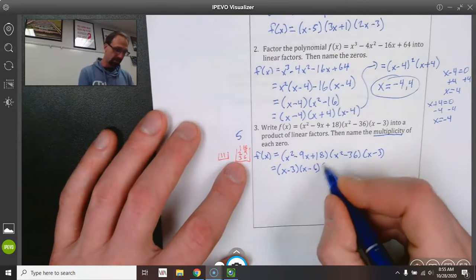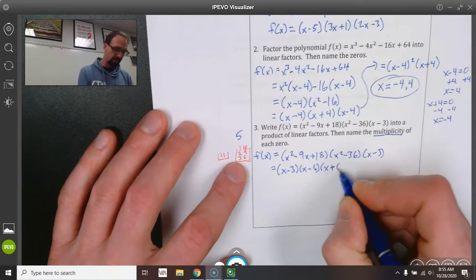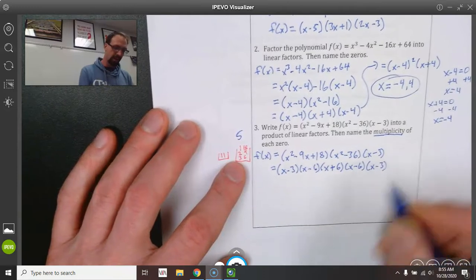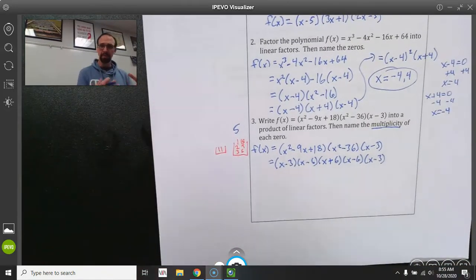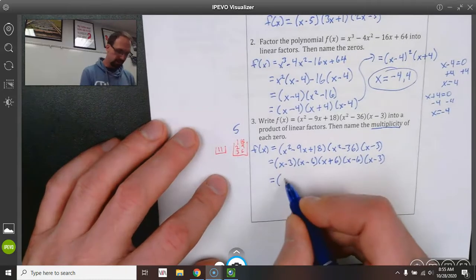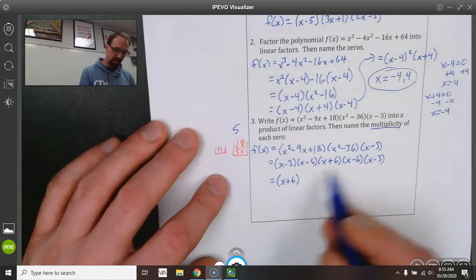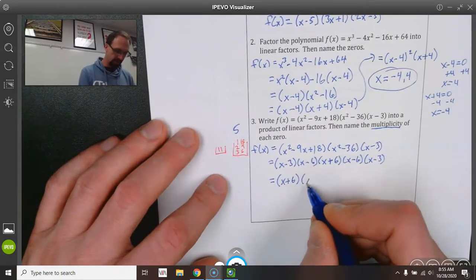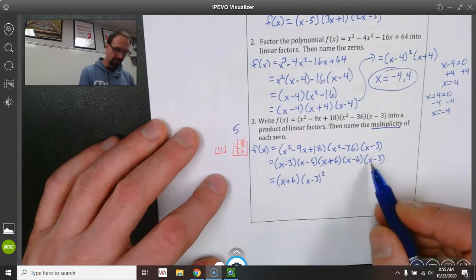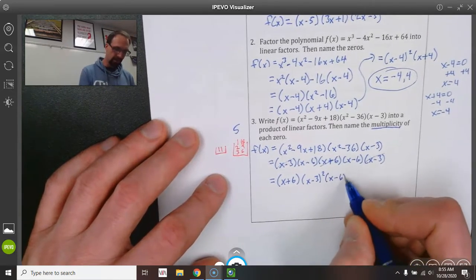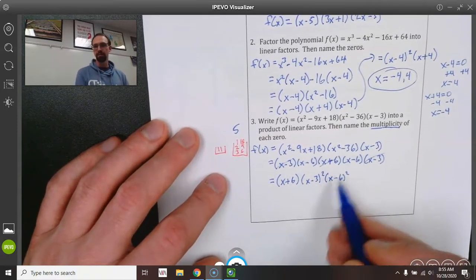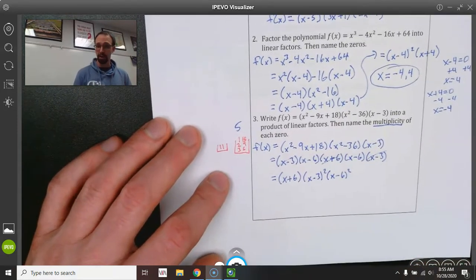That x squared minus 36 is a difference of squares, so that gives me an x plus 6 and an x minus 6. Then I also have an x minus 3. So again, I'm going to group these together. Let's go with x plus 6 first, and then I have x minus 3 quantity squared, and I'm left with an x minus 6 quantity squared. If I think about the degrees of all of these, the degree of this one is 1, 2, and 2. That gives me my 5 that we were talking about earlier.